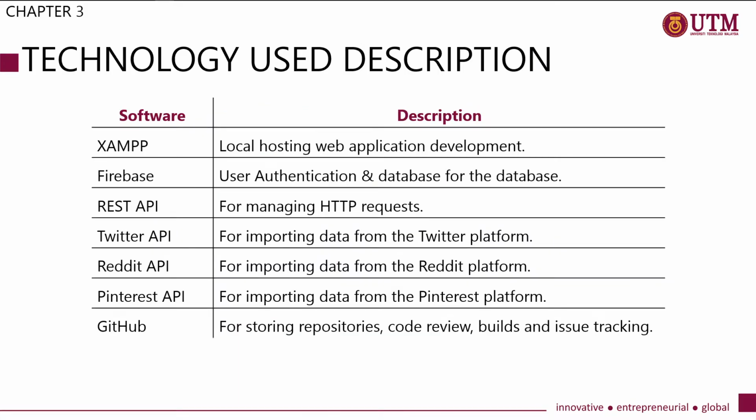So here we have the technology used and its descriptions. XAMPP is for local hosting web application and development. Firebase is for user authentication and database, and REST API is for managing HTTP requests. Twitter API, Reddit API, and Pinterest API are for importing data from their respective platforms, and GitHub is for storing repository, code review, builds, and issue tracking.